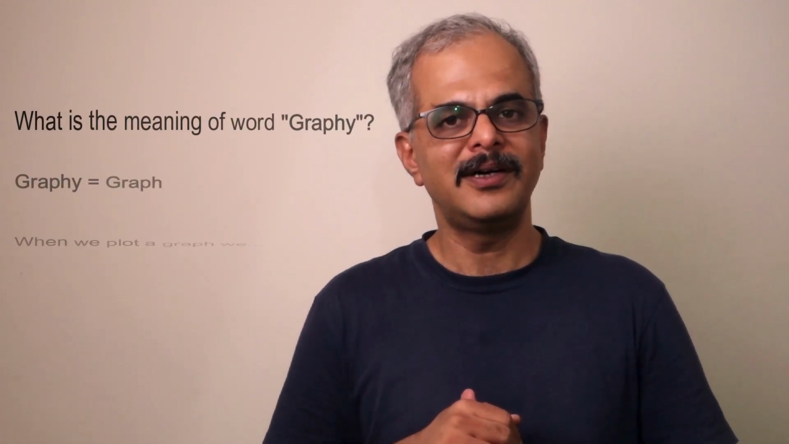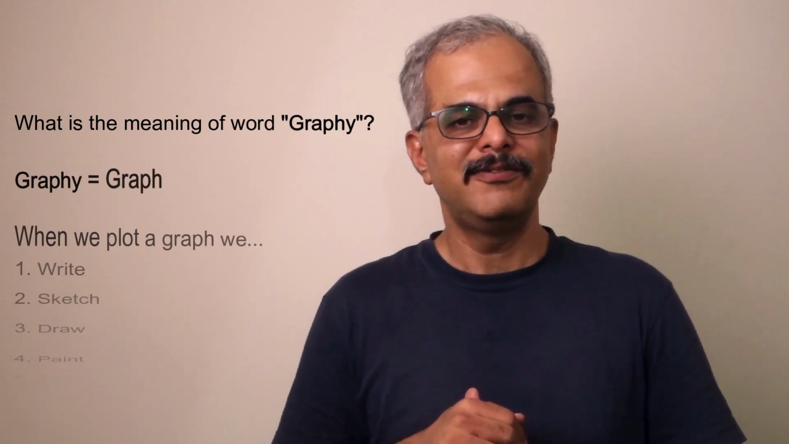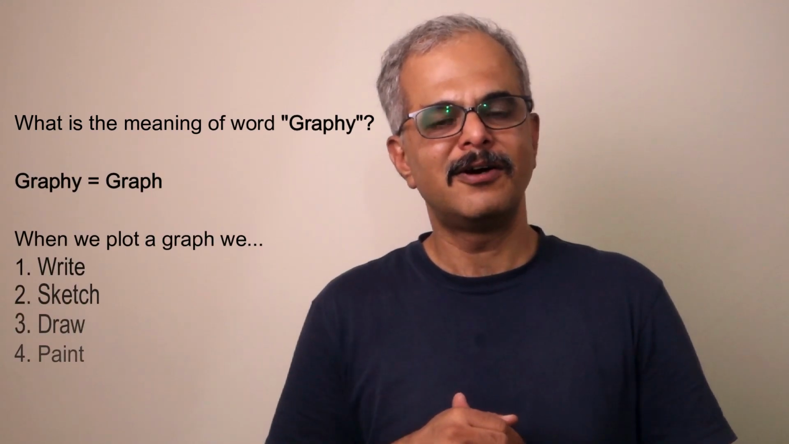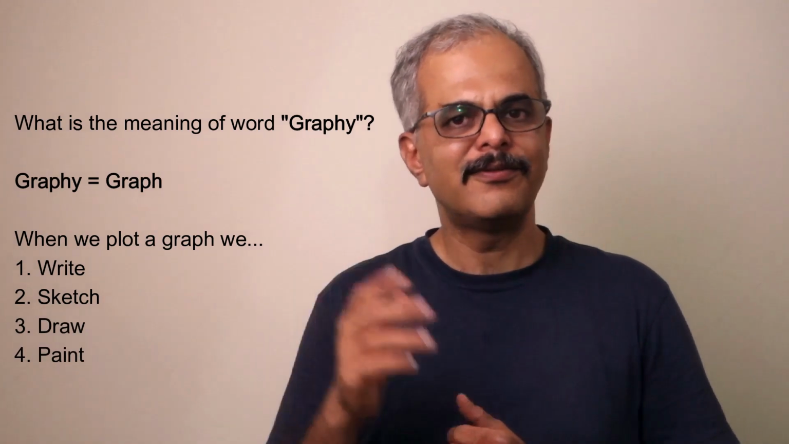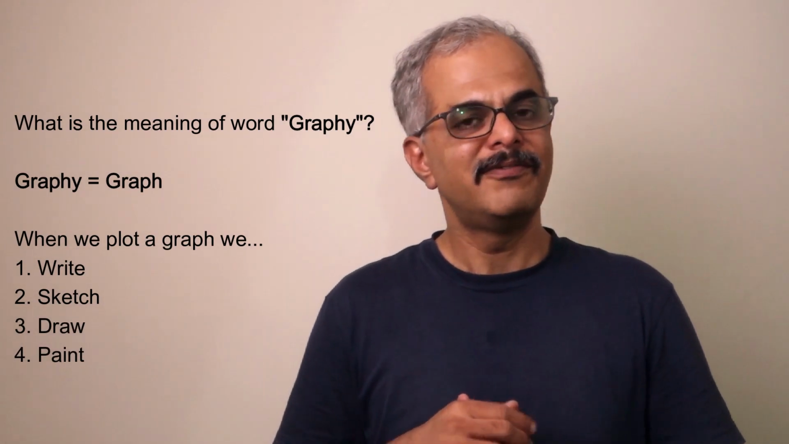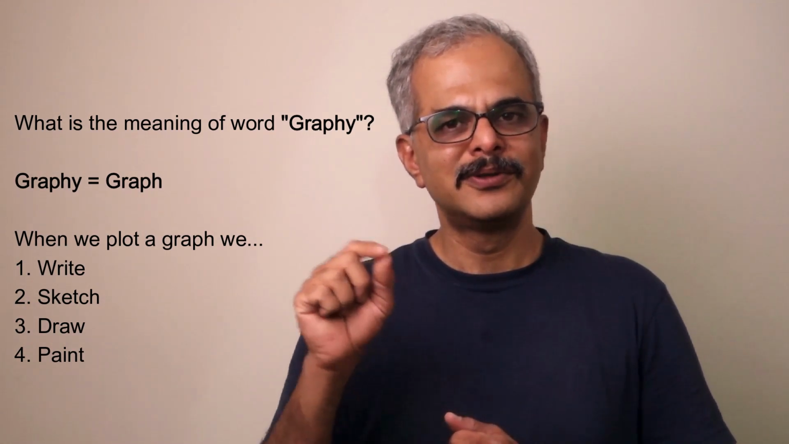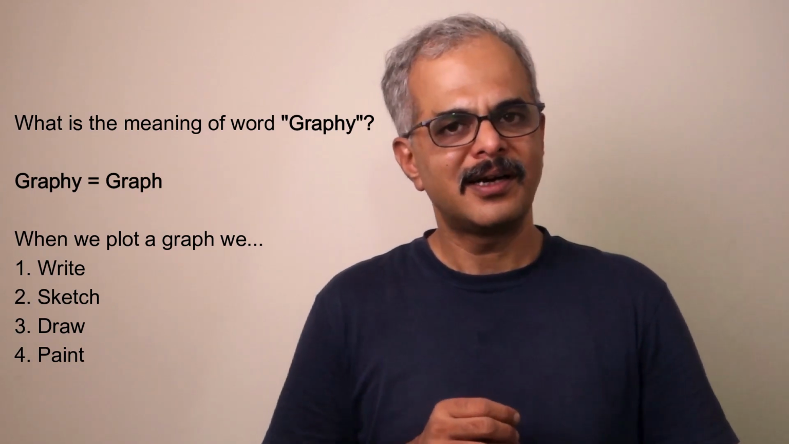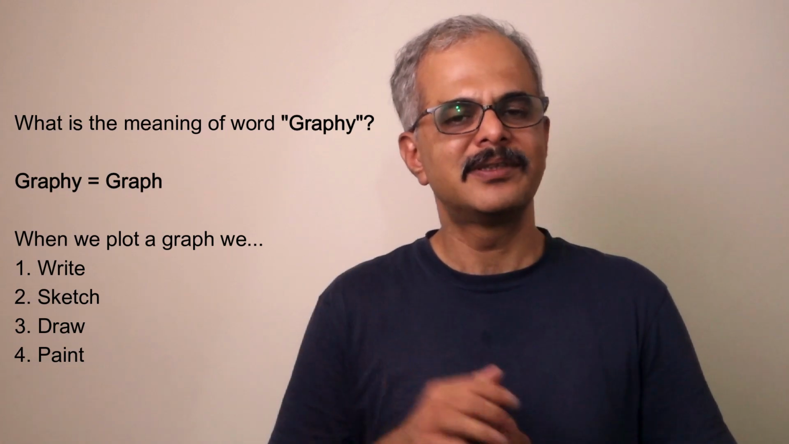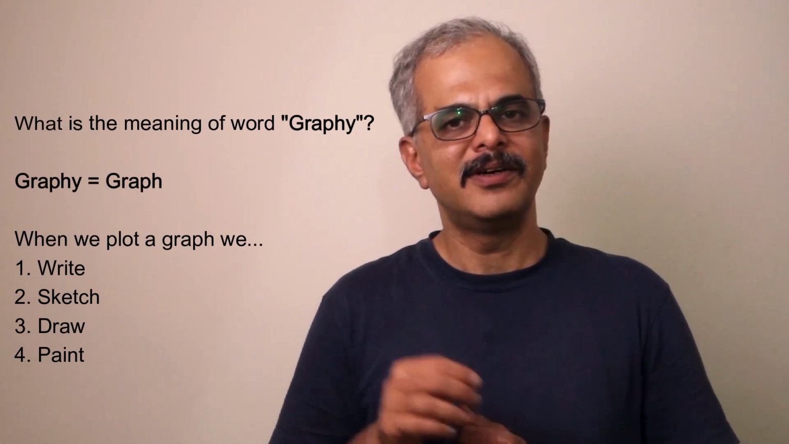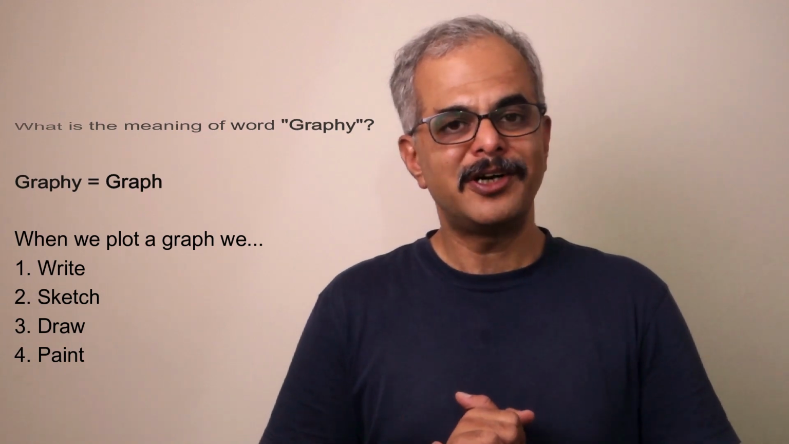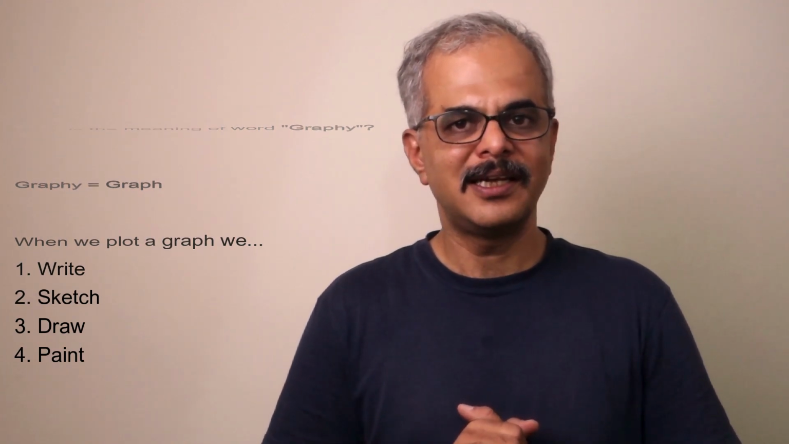Then we come to the next part, the word graphy. What does graphy mean? If we convert the word graphy into the word graph, just think what we are doing when we are plotting a graph. When we plot a graph, we write something. We sketch something. We draw some shapes. And we plot a graph when we do some painting in it. So in short, graphy means a process like writing, like sketching, like drawing, and like painting.